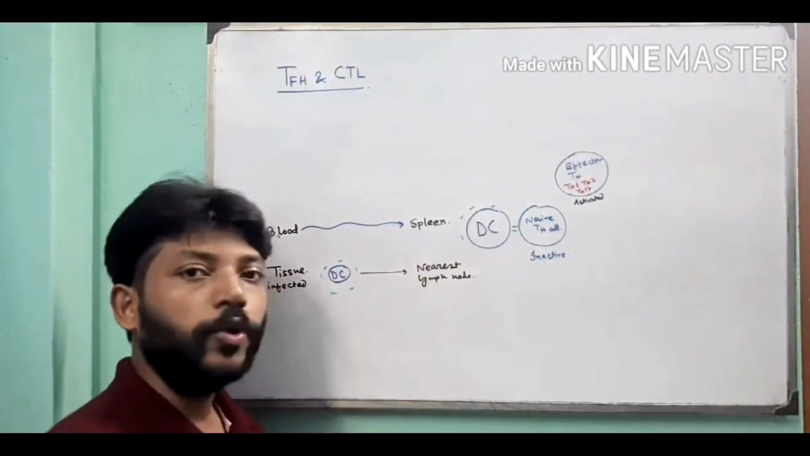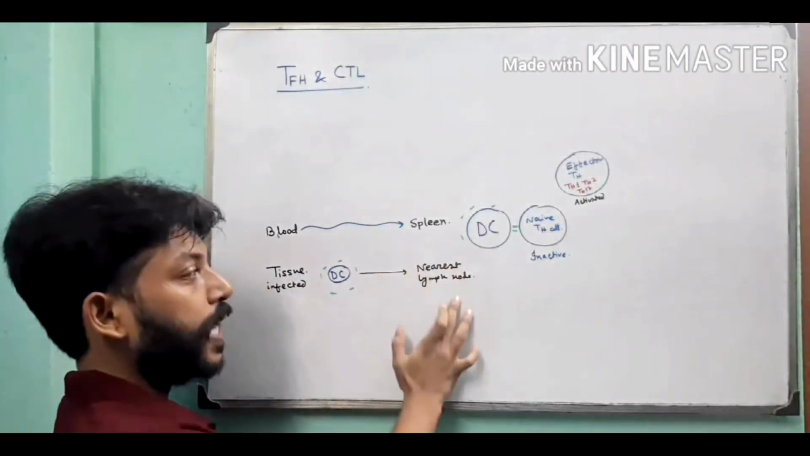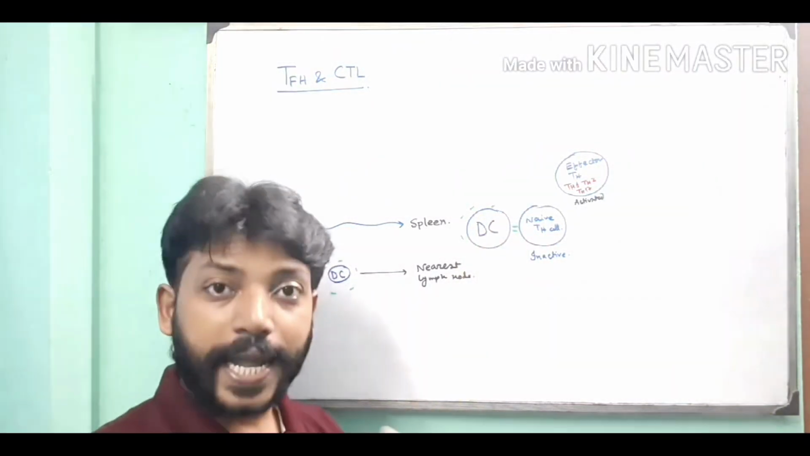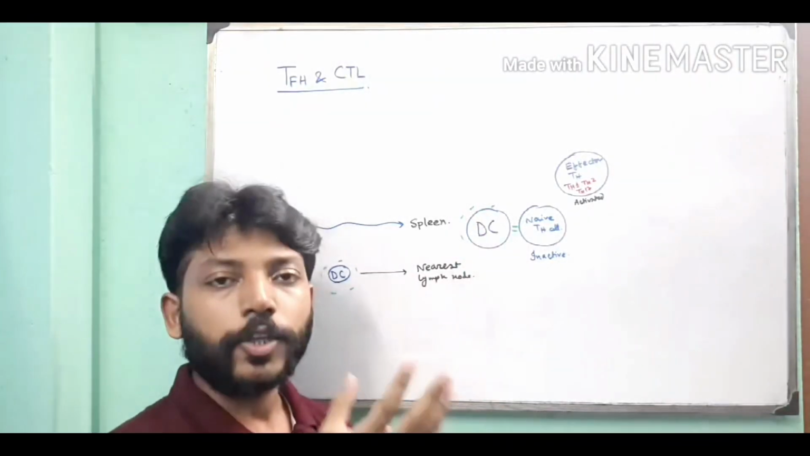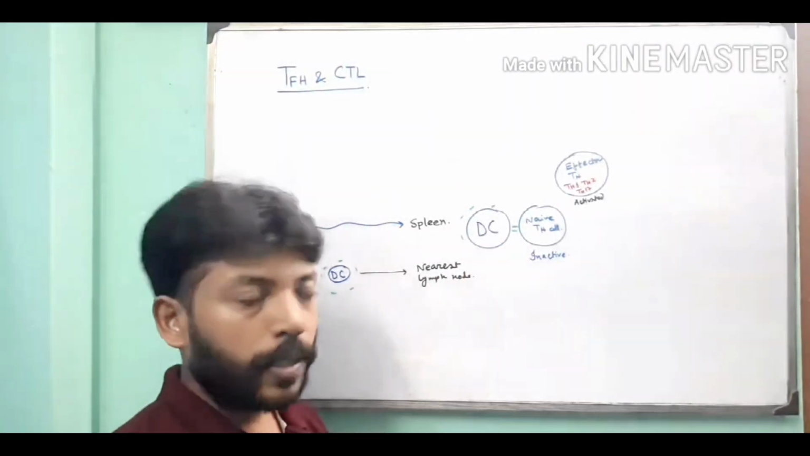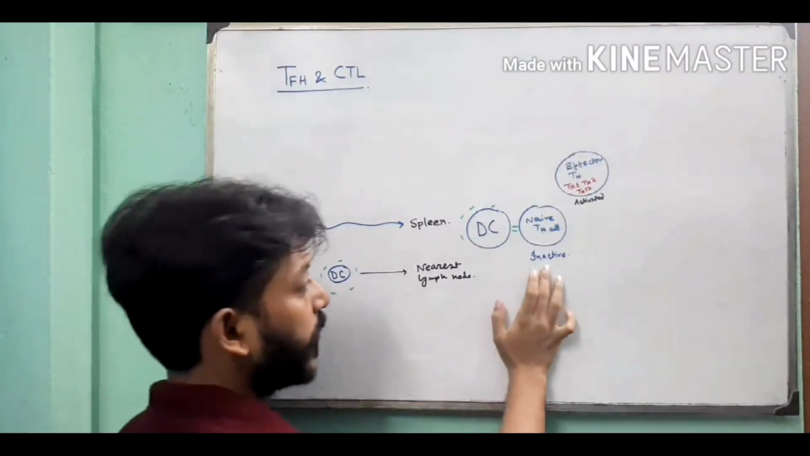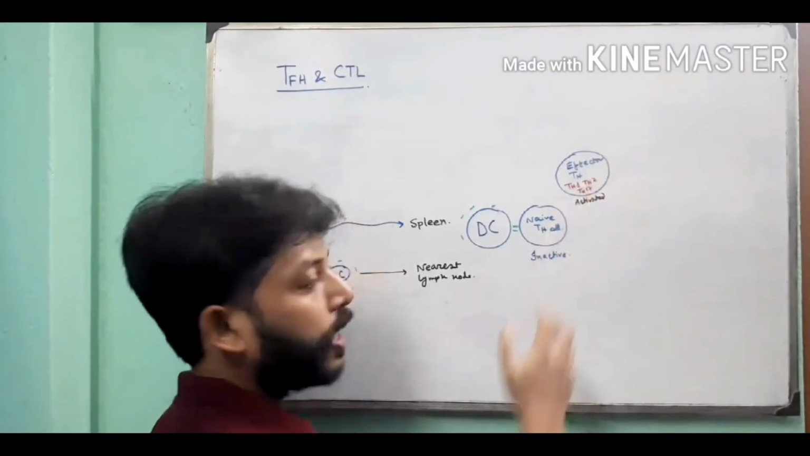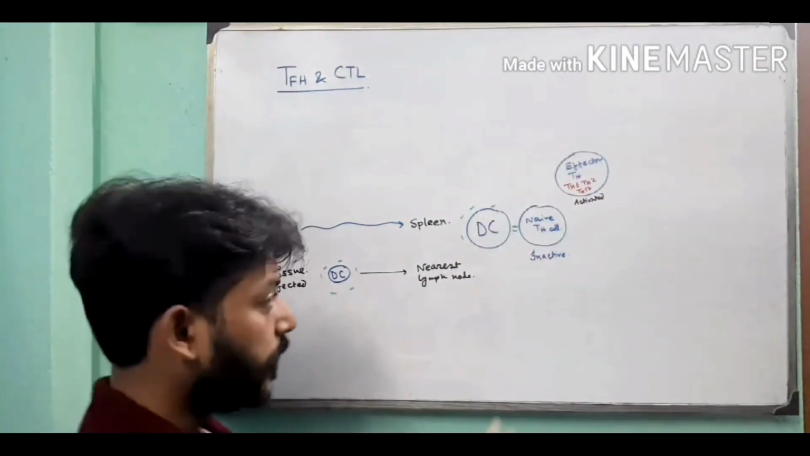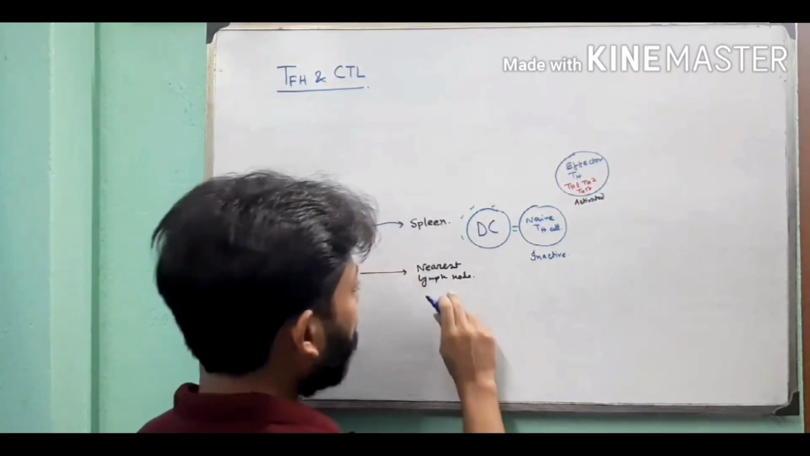In the spleen also, naive T cells recirculate. They patrol through the spleen and lymph node. If they recognize a dendritic cell that is carrying pathogen, showing the antigen fragment by MHC2 molecules, the naive T helper cell recognizes it and becomes activated. From the inactivated form to the activated form, it can be TH1, TH2, TH17. This dendritic cell and T cell interaction occurs in the lymph node.